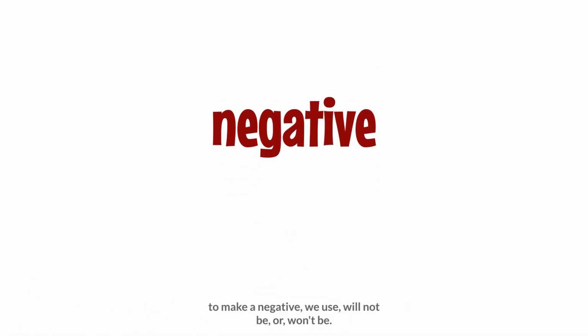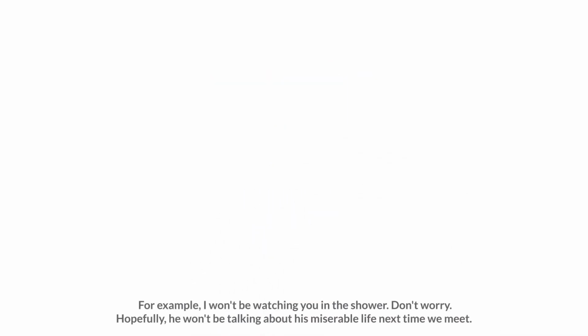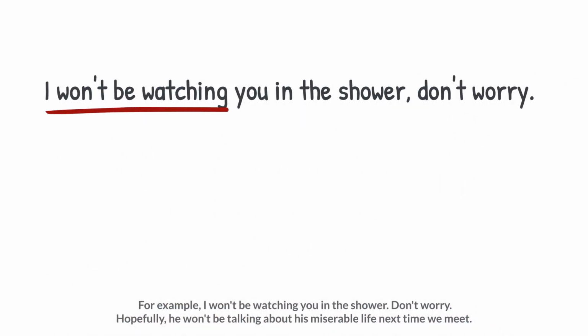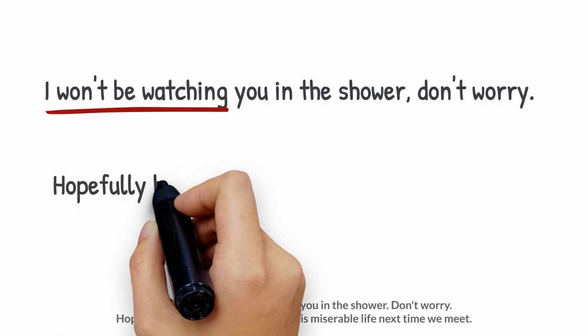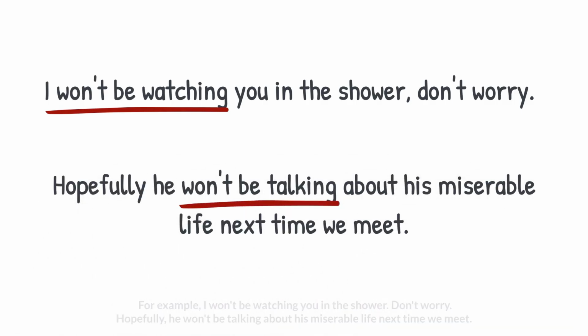To make a negative, we use will not be or won't be. For example, I won't be watching you in the shower. Don't worry. Hopefully he won't be talking about his miserable life next time we meet.